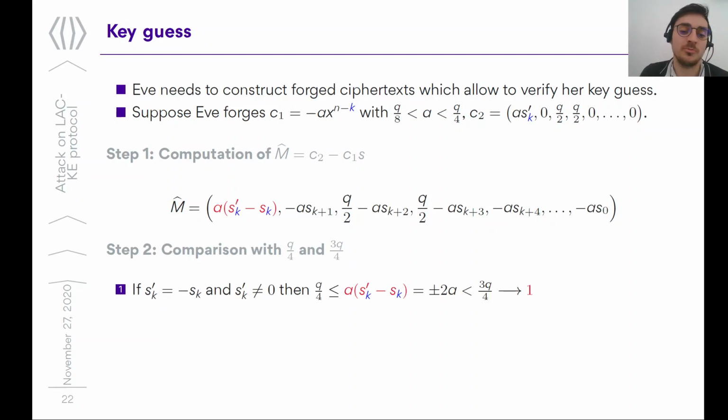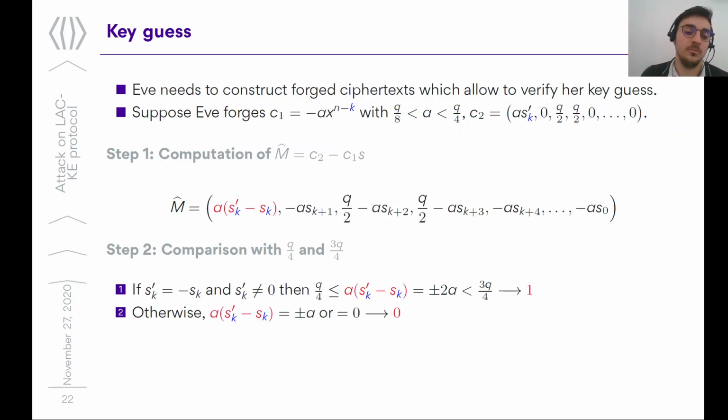So this step 2 is comparison with q over 4 and 3q over 4. If our key guess is equal to the opposite of the secret key coefficient, then Alice obtains a times plus or minus 2a. So our a is greater than q over 8 and lower than q over 4. So plus or minus 2a is always between q over 4 and 3q over 4 in Rq. So Alice obtains a 1 at the first coordinate.